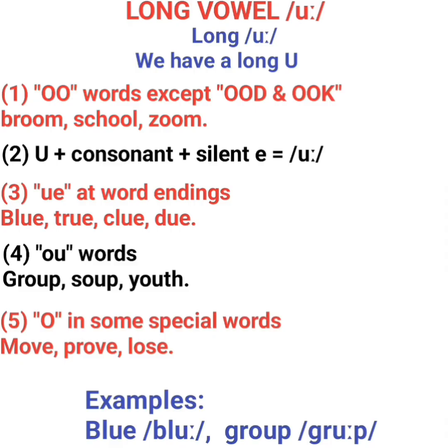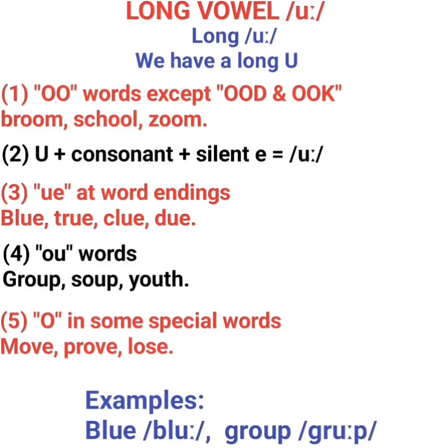So apart from these exceptional cases that I mentioned, like soot, foot, wool, all OO that give the U sound are long. That is the first instance in which we have long U. The second instance is U plus consonant letter plus silent E. We have U, we have a consonant letter, and we have a silent E. That U will give long U. For instance, flute, cute, rude.